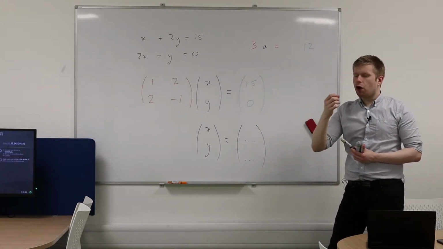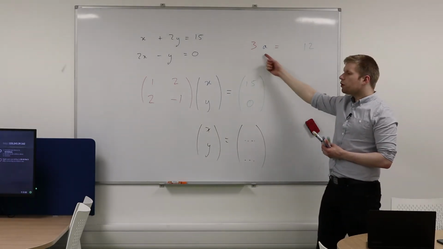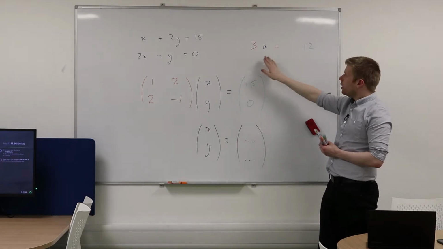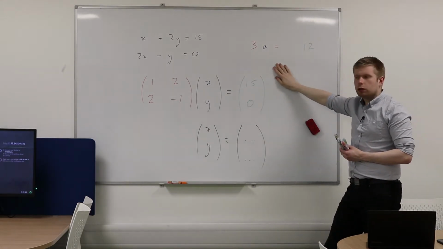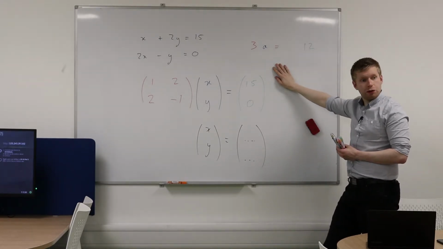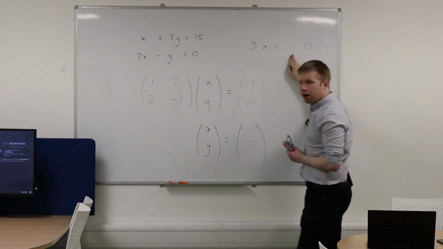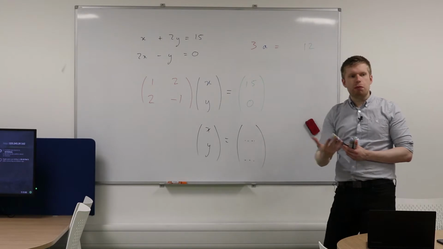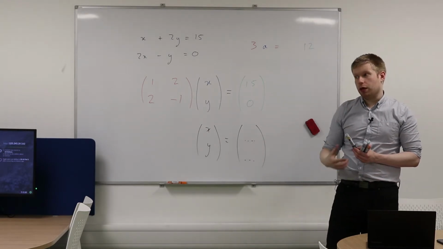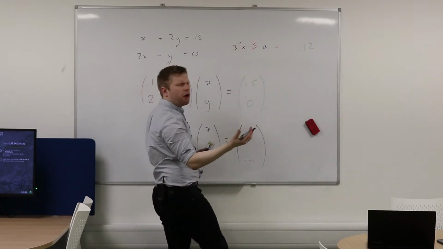Imagine I couldn't do division, but I could do multiplication. Could I rewrite dividing by 3 in terms of multiplication? What could I multiply by? By the inverse of 3, yeah? So we're happy with that. If I divide by 3 on both sides, that's the same as multiplying by the inverse of 3, or multiplying by a third, okay?